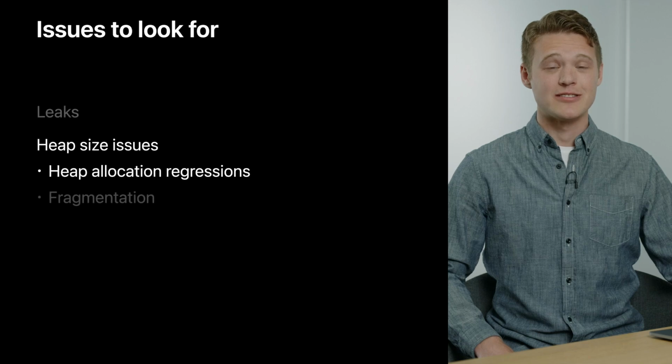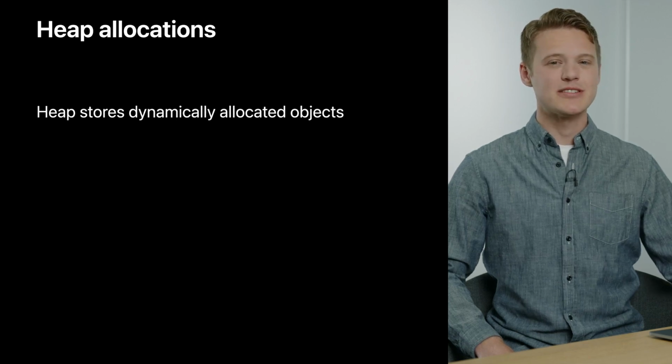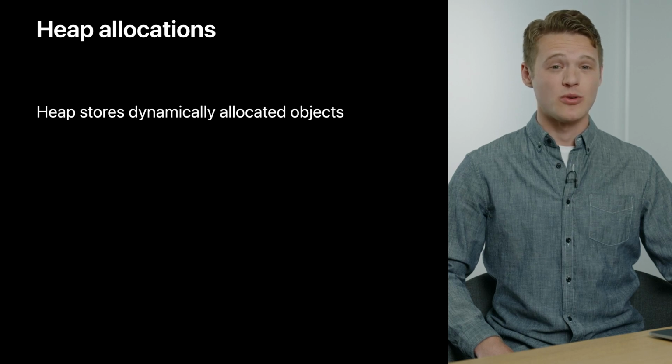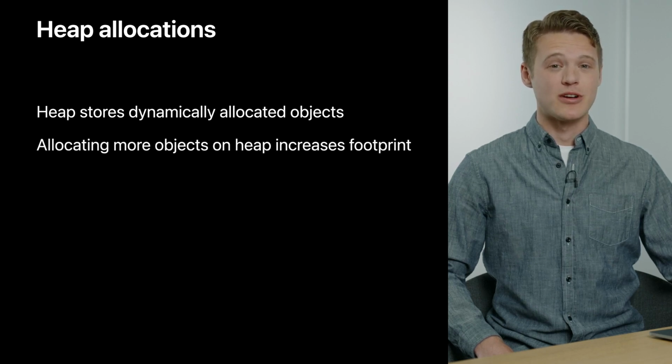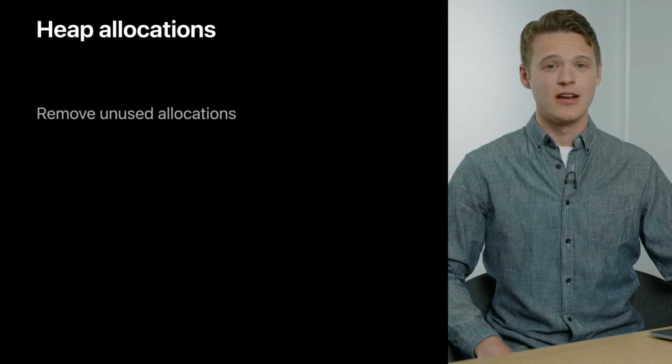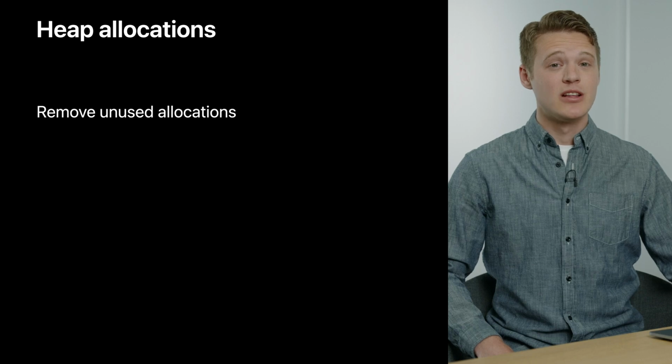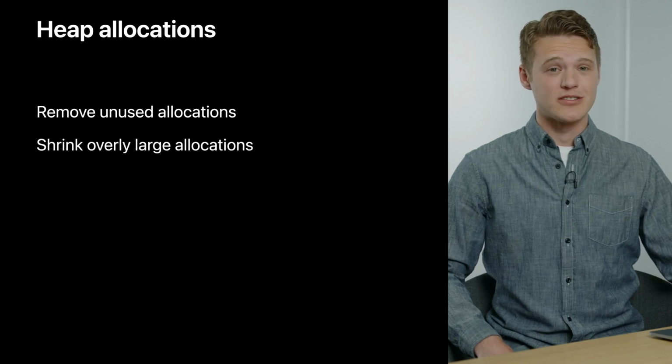Let's shift gears now to heap allocation regressions. The heap is simply a section of your process's address space where dynamically allocated objects are stored. Heap allocation regressions are an increase in memory footprint due to the process allocating more objects on the heap than before. To reduce heap regressions, look to remove unused allocations and shrink unnecessarily large allocations.